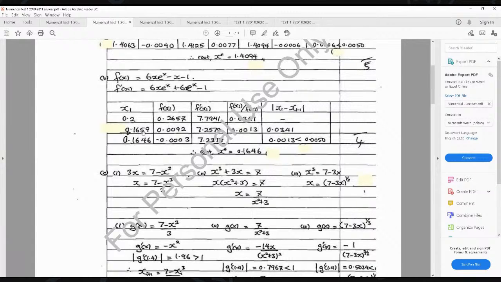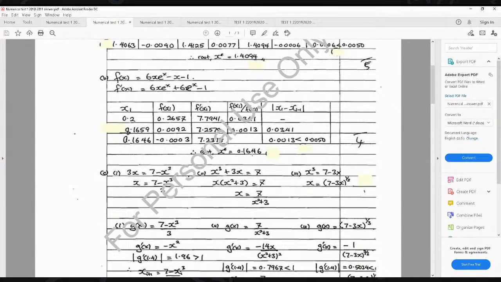The second iteration is the same, you apply the Newton method. You terminate the iteration because, come on here, 0.1646 minus 0.1659, is that greater or less than 0.005? All right, so you can get that it is less than 0.005. So you terminate at iteration 4.